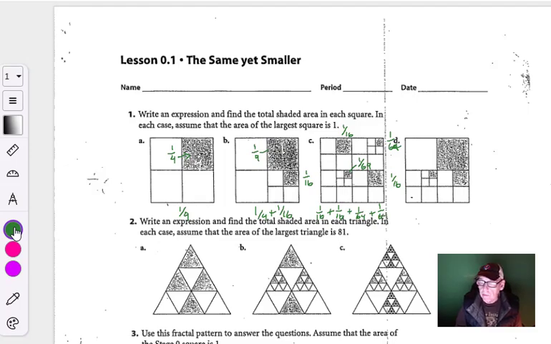Going to D, the larger block is a 4th. This block is a 16th. This block is a 64th. So for this one we have, from largest to smallest, a 4th plus a 16th plus 1/64.